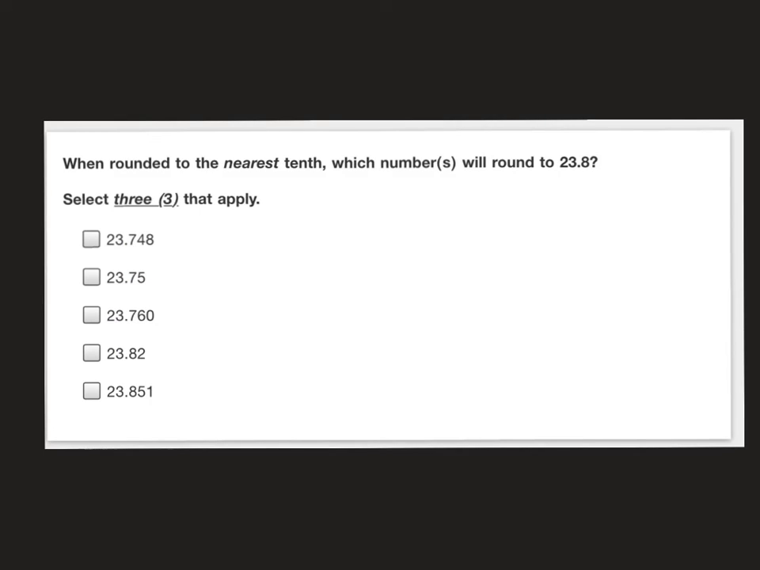Okay, this problem is asking which one rounded to the nearest tenth would round to 23.8, and we're looking for 3 of them. So if I'm looking at the tenths place, if I look at the first choice, there's a 7, and I'm looking to see if it would round that up. So it would stay at 23.7, okay? If I looked at the next one, that 5 would tell the 7 to round up, so it would be 23.8, so that is one of your answers.